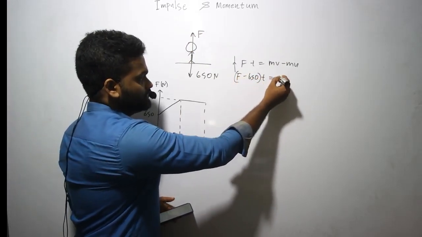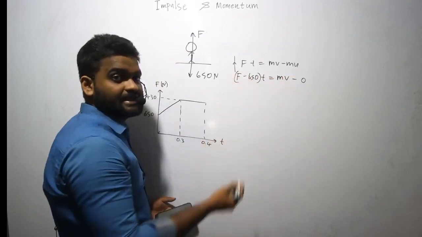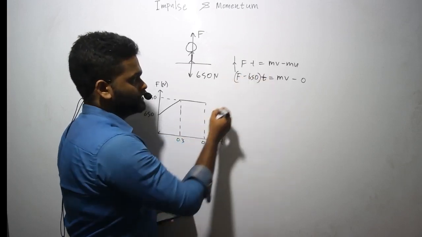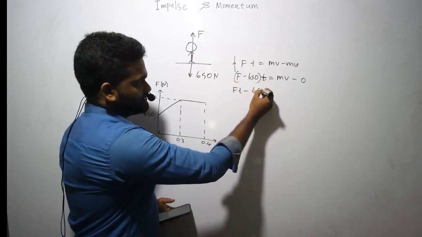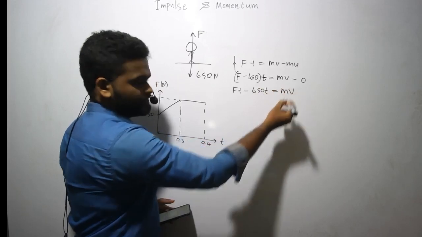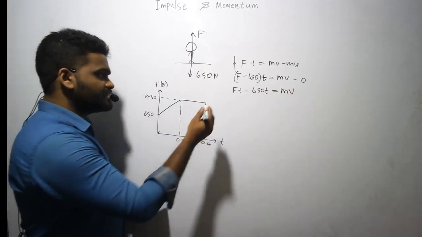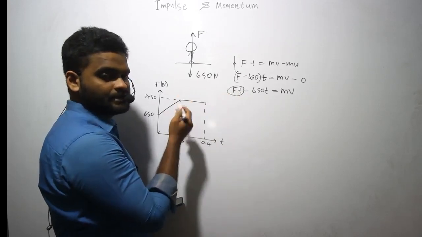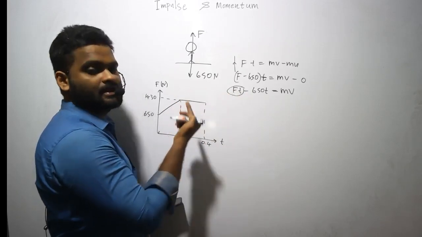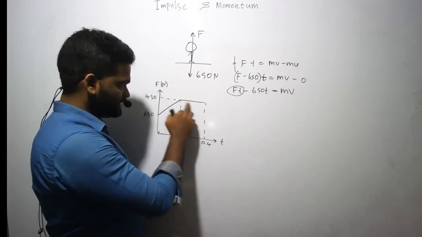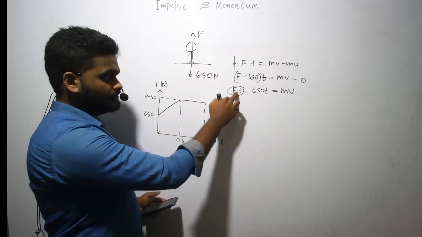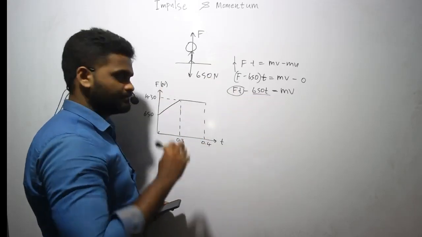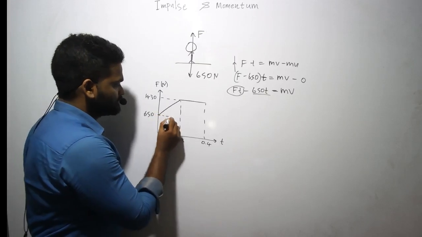T equals mv minus, initially the person is at rest. Then you get Ft minus 650T equals mv. Okay. So what is this Ft? This F varies, right? So I have to integrate. Another method, you have to get the area of the graph. Area of this whole thing gives us the value of Ft. Then you have to subtract 650 times T.